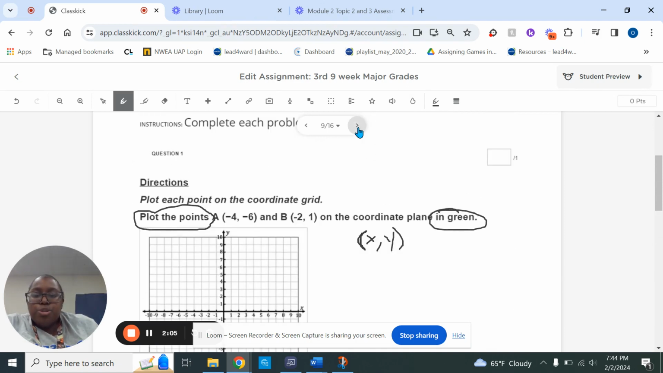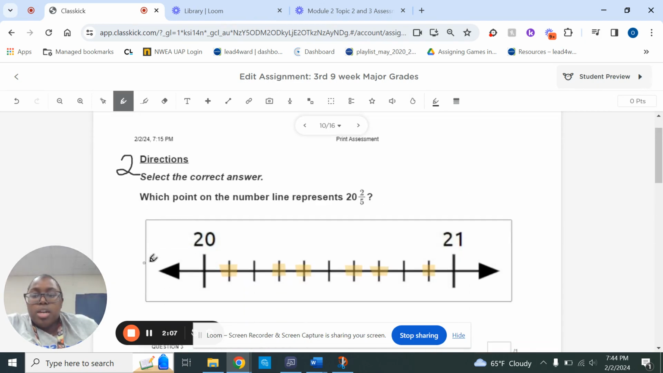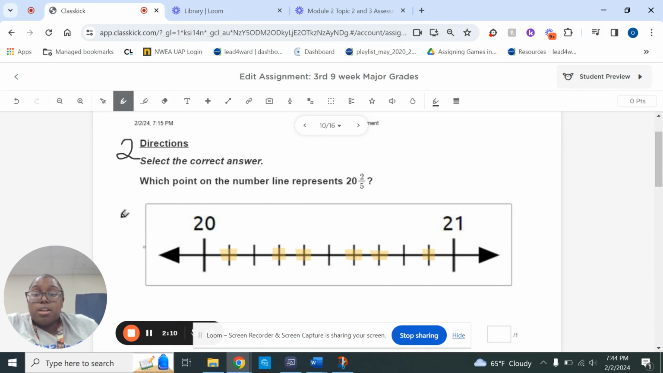Moving on to number 2. Directions. Select the correct answer. Which point on the number line represents 22/5? So, what are we trying to find? Well, we're trying to select a point on this number line that means this. If you look at the number line, it goes from 20 to 21. So obviously the answer is here because 22/5 is going to be between 20 and 21.